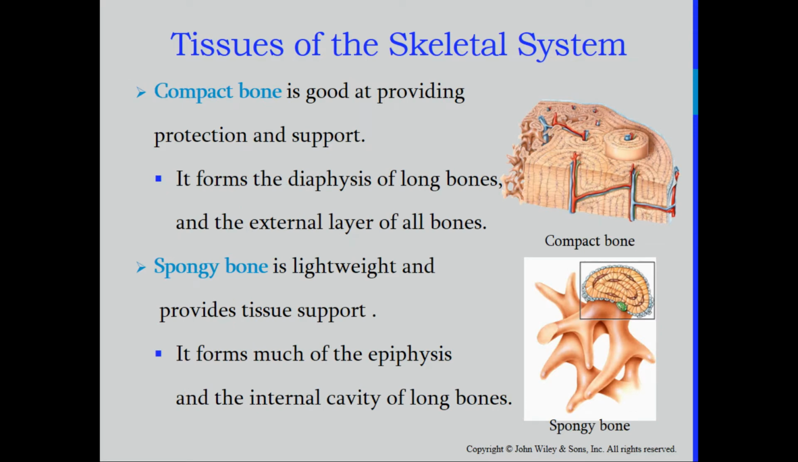Compact bone is good at providing protection and support. It forms the diaphysis of long bones. The diaphysis is the middle section of a long bone and the external layer of all bones. So even if it is an area of spongy bone, the outside portion will be made of compact bone. Spongy bone is lightweight and provides tissue support. It forms much of the epiphysis, which are the ends of the bones, and the internal cavity of long bones.